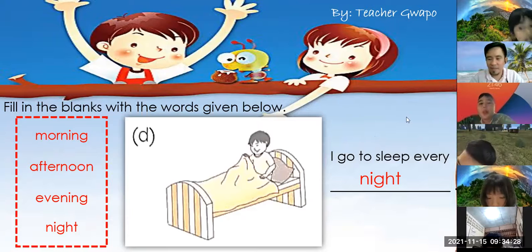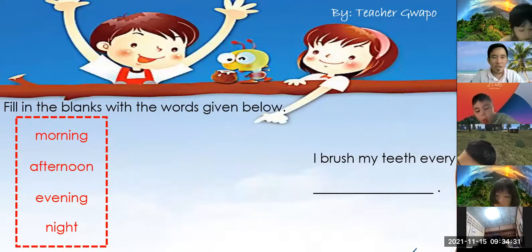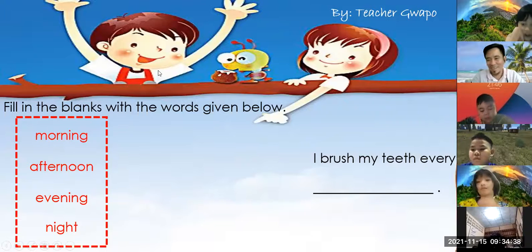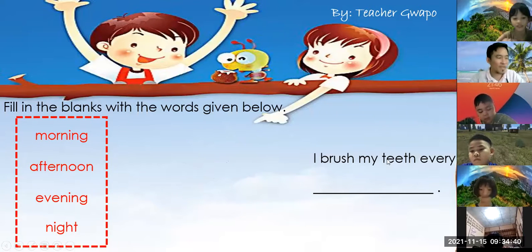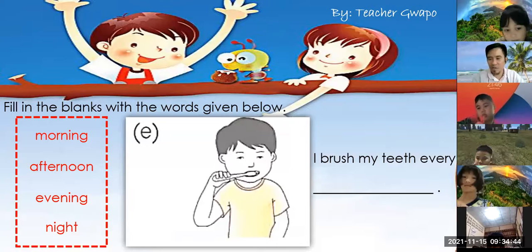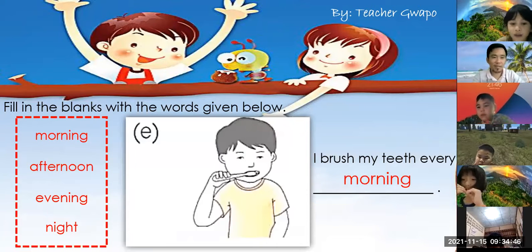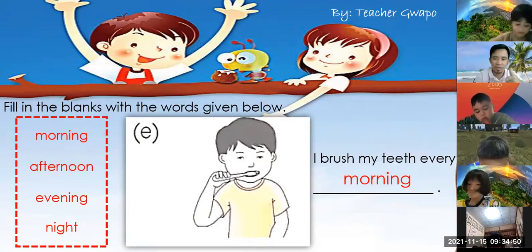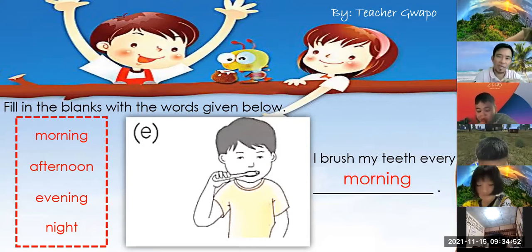Letter E. I brush my teeth every morning. Every time you finish your meal. Morning and night. Okay, you can say morning, you can say nighttime. It's okay. I want to say morning and night. It's okay, you can write them morning and night. I just write here morning, okay?